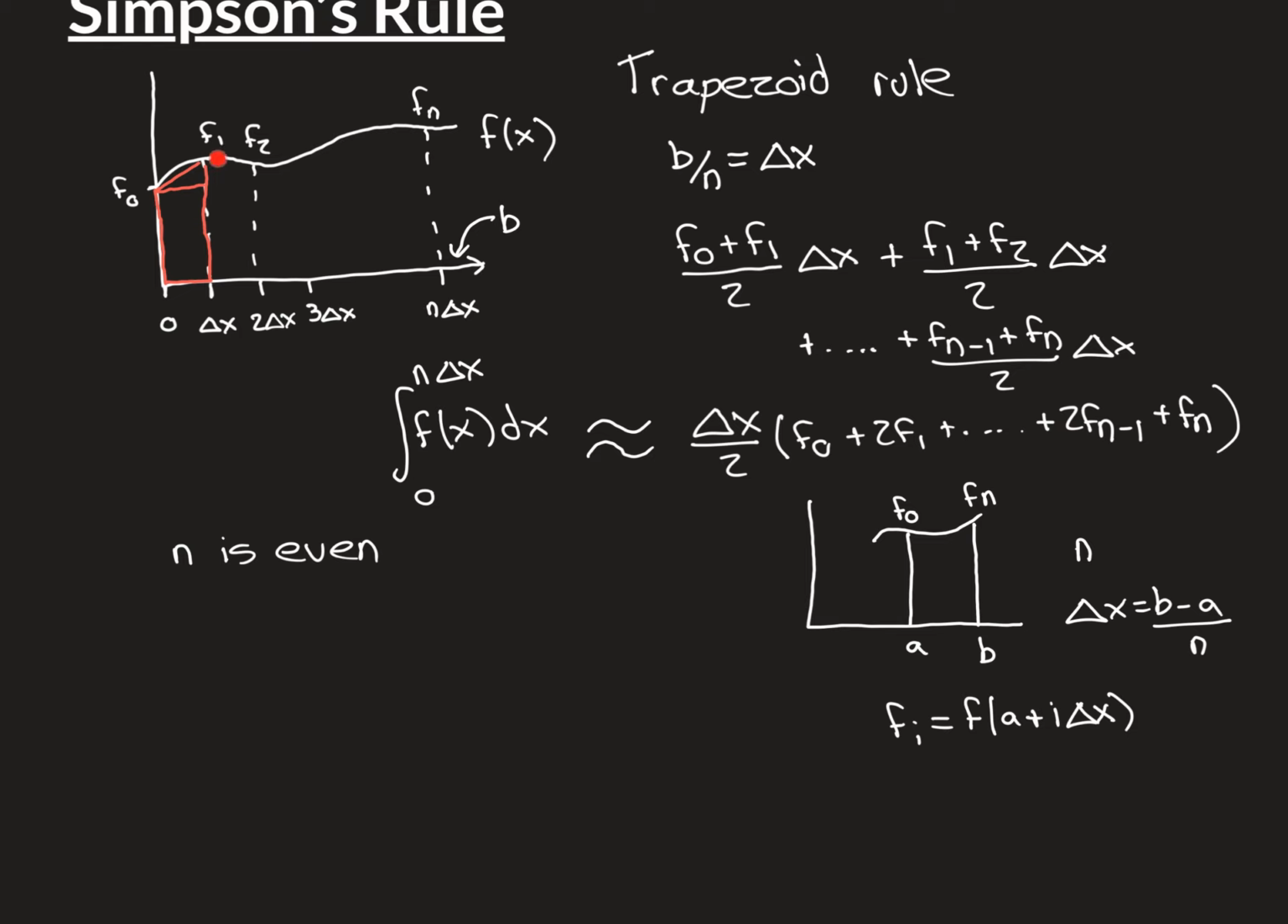So you're going to fit a quadratic through 3 points, work out the area underneath that quadratic, use that as your approximation, and then you'll move on, and the next 3 points will correspond to the next 2 segments, etc. So you have to make sure that the number of segments you've got here is even, so n is going to need to be even in this case.